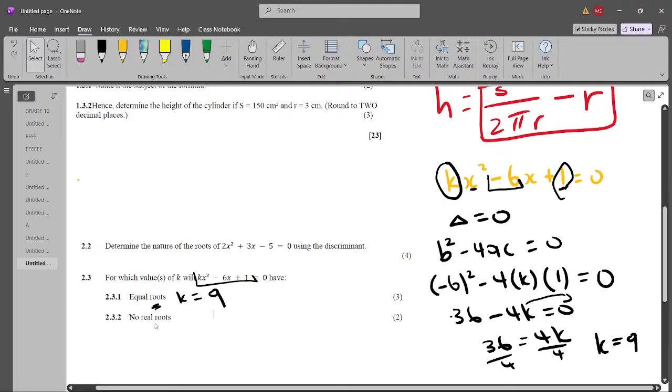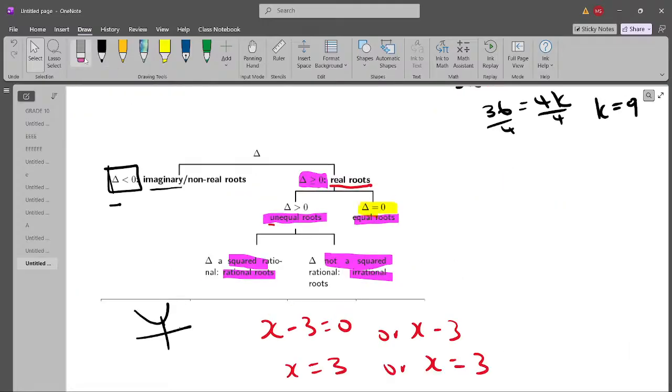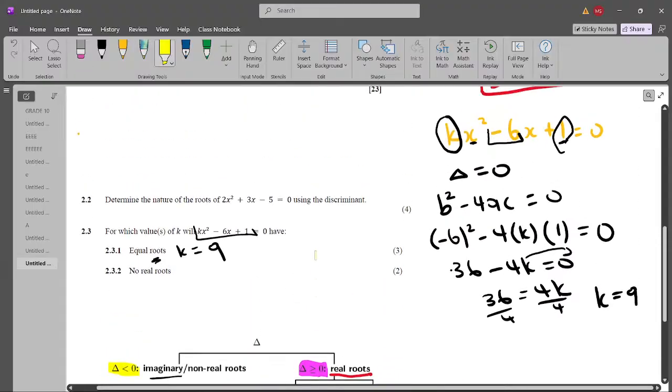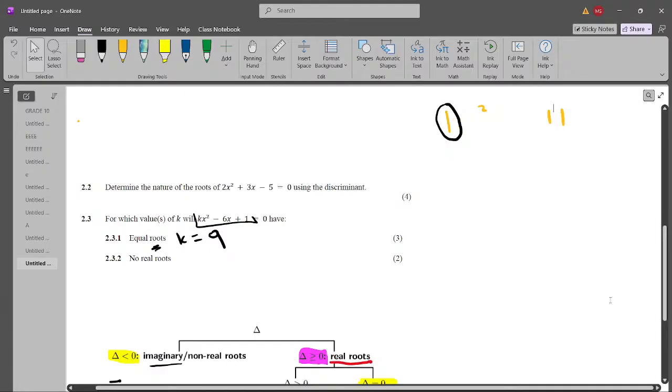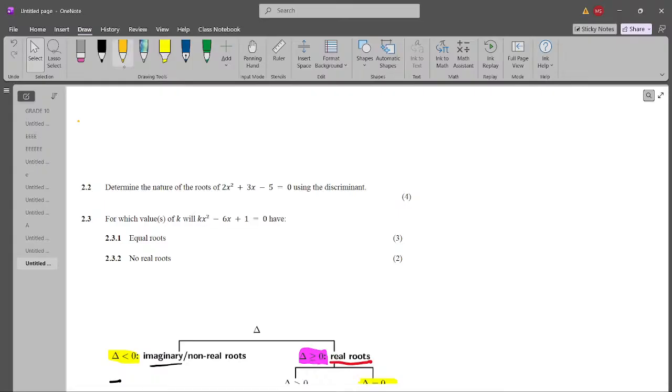Now, 2.3.2, they say for non-real roots. Remember, for non-real roots, our discriminant must be less than 0. The discriminant must be less than 0. So let us come back here. Remember, the discriminant is given by b squared minus 4ac less than 0.